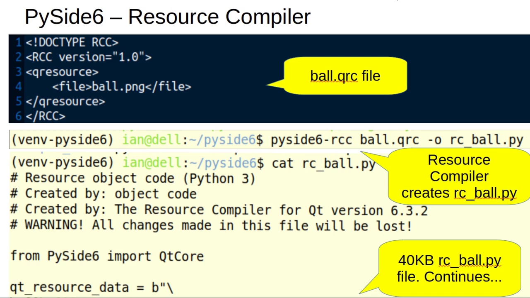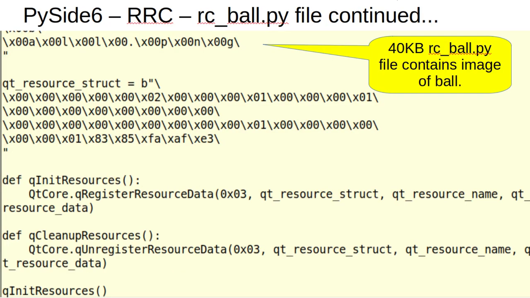Here's a little look at this resource compiler I've been talking about. You write a resource file like this, which is sort of pseudo XML or something. The file is called ball.qrc. In my default directory, I have a ball.png file, a picture of a ball with a little ring, which I saw before actually. And so I go PySide RCC and then ball.qrc, and it outputs a Python file called rc_ball.py. If I have a look at that Python file that's created, it starts with a few comments and from PySide import Qt, and then it starts doing bytecode there and carries on. There's about 40 KB just for this one image.